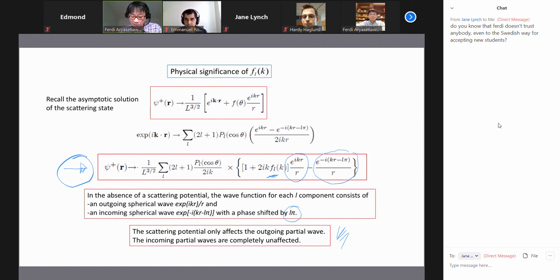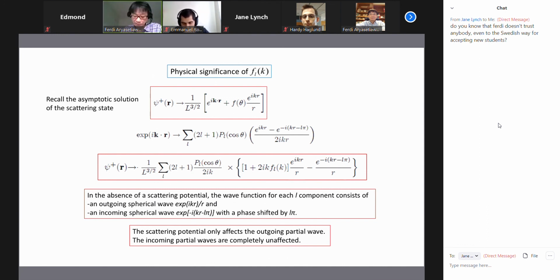So now we come to... I don't have any more slides here, but I can spend the last 5 or so minutes talking about phase shift. There is a nice way of formulating the scattering problems in terms of what's called the phase shifts. And we'll see how this comes about.